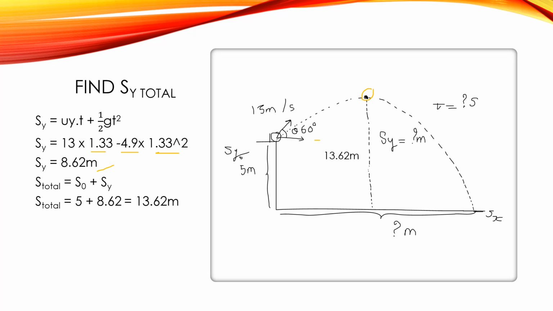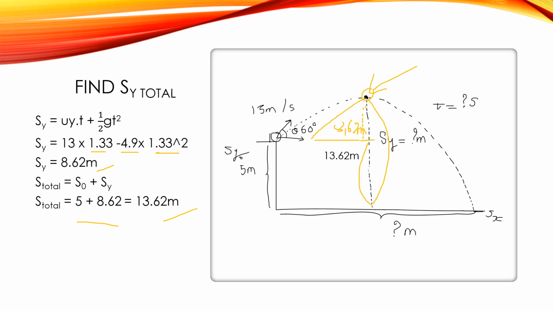So that means here this one is 8.62 meters. And if we want to find the whole thing here, we have to add the rest of the displacement. Because the ball was launched 5 meters above the ground, so we plus 5 here. We get the final answer is 13.62. That means the ball reached the highest point at 13.62 meters.